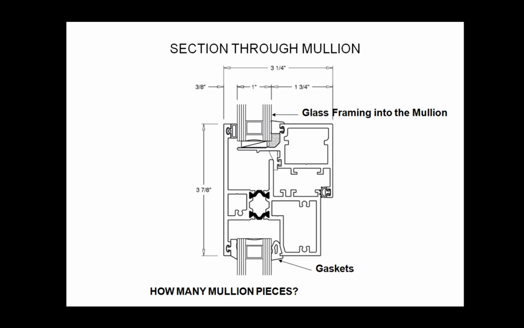So again, here's another section, another typical design. The gaskets, the different pockets. Okay. So as you can see, they're very intricate pieces that have to be fabricated, and they have to meet very strict fabrication tolerances to be able to work with the panes.